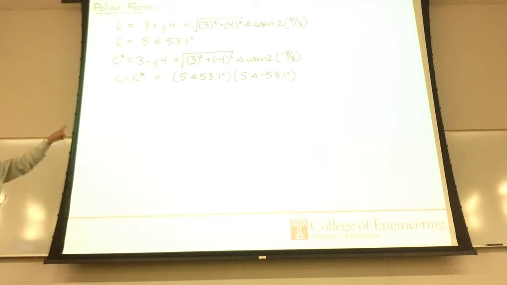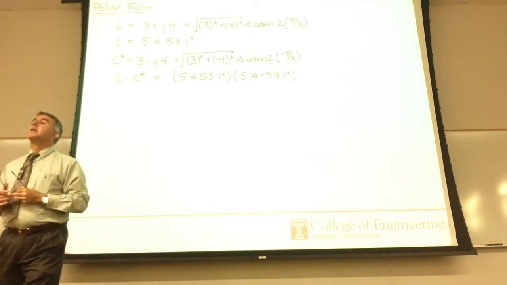So some final notes in the polar form. I want to show you that we have a complex conjugate in polar form. One is 5 angle 53.1. The other one is 5 angle minus 53.1. So if I want to multiply these two polar numbers, what do I do?